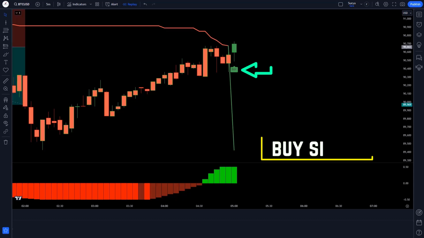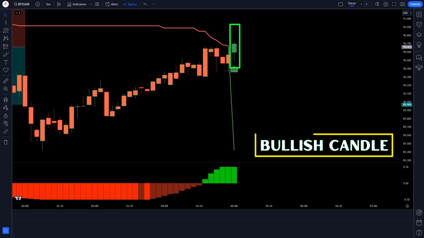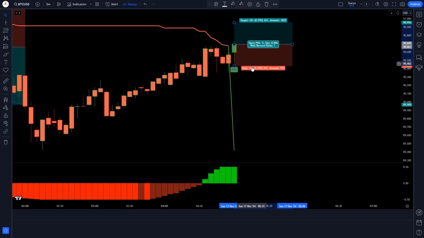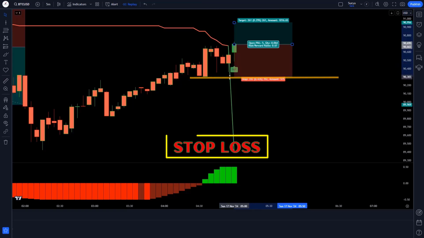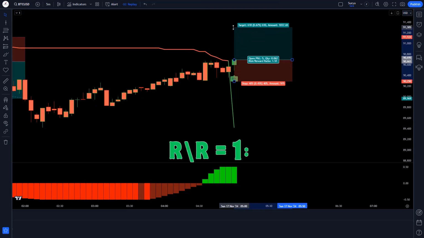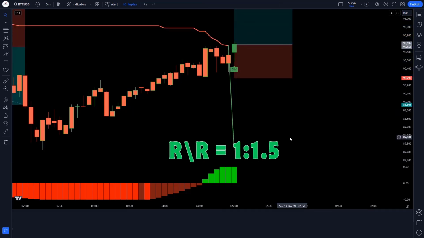When the Accurate Swing Trading Indicator has given us a buy signal and the market has formed a bullish candle, the Kalman Filtered RSI Oscillator Indicator has formed a green histogram. If this condition is met, then we will take a buy order. Our stop loss is to be placed at the previous low of the market, and the risk to reward ratio will be 1 to 1.5.